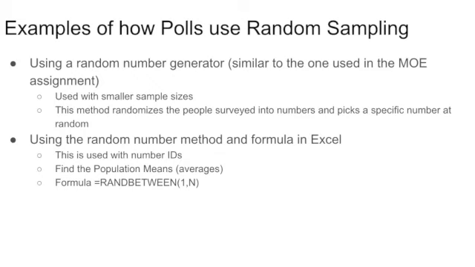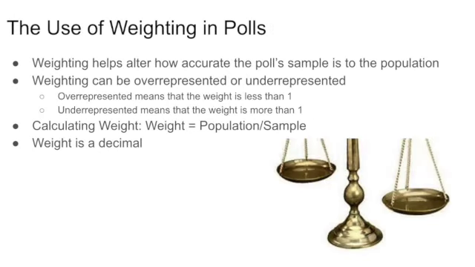This is used typically with smaller sample sizes, and this method randomizes people surveyed into numbers and picks a specific number at random. And then you could use the random number method and formula in Excel, which is used with number IDs. First you have to find the population means, which are basically the averages. Then if you put in the formula, RANDBETWEEN one and the nth number, you'll get your sample. Next, we're going to be explaining the use of weighting in polls.